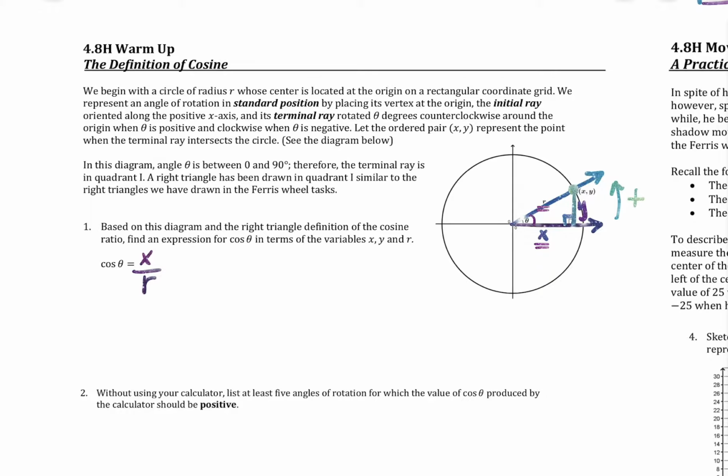So knowing that our cosine is always directly connected to the x value, the rest of this warm-up just asks us to have a quick mental thought about this. Knowing that cosine is always attached to the x value of any coordinate, let's explore angles outside of the first quadrant. Can we name at least 5 angles where the cosine will be positive? And think about that right now. Where is the cosine going to be positive?